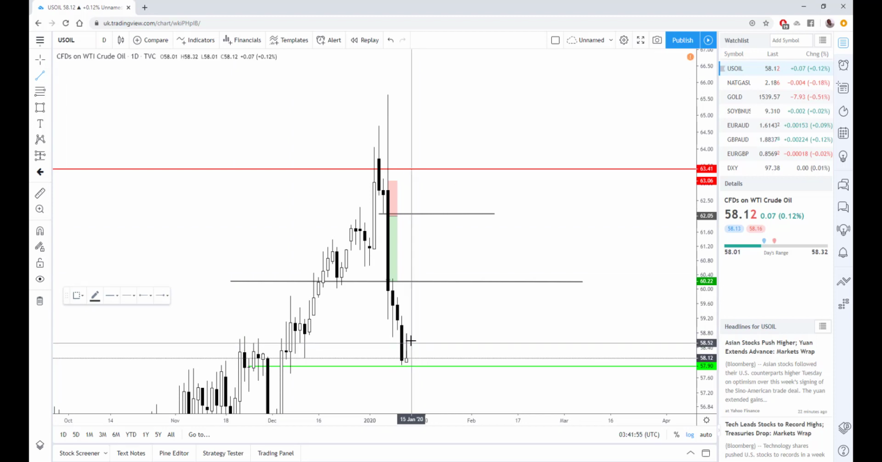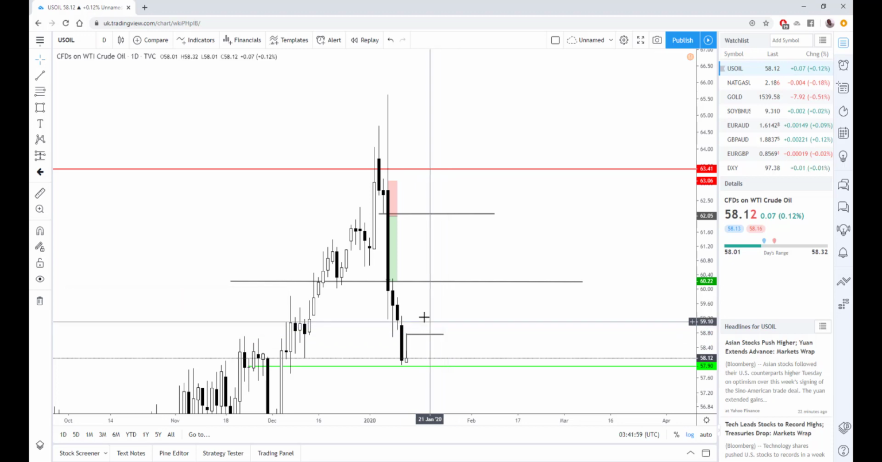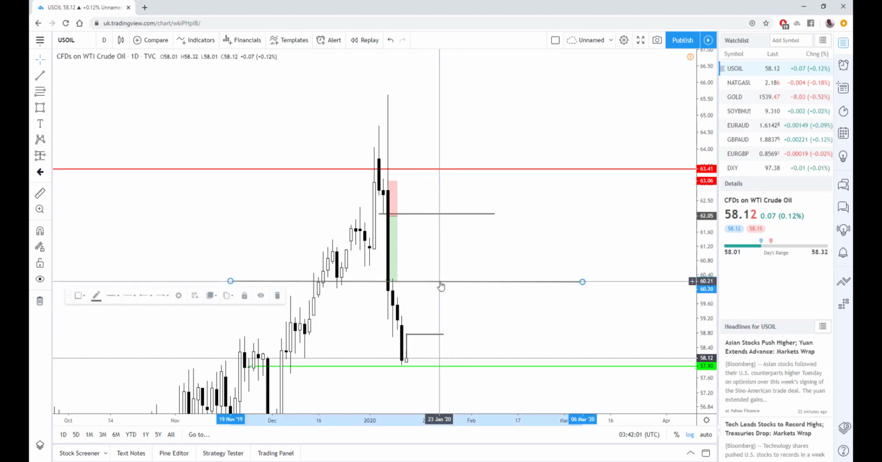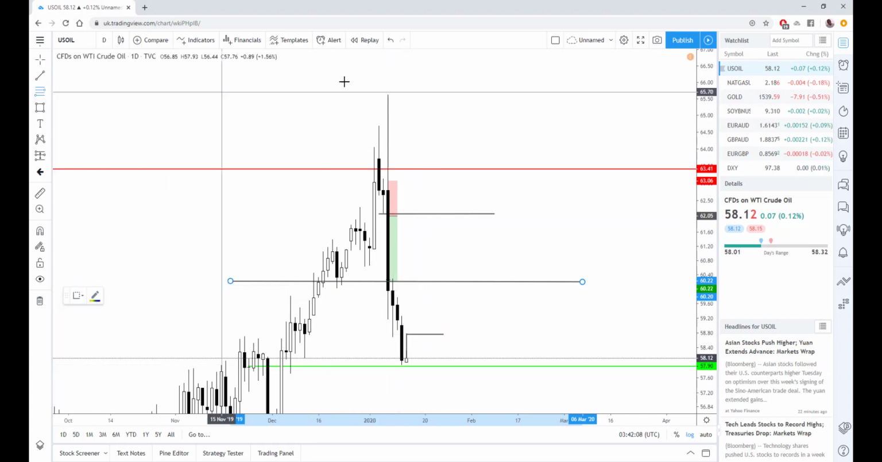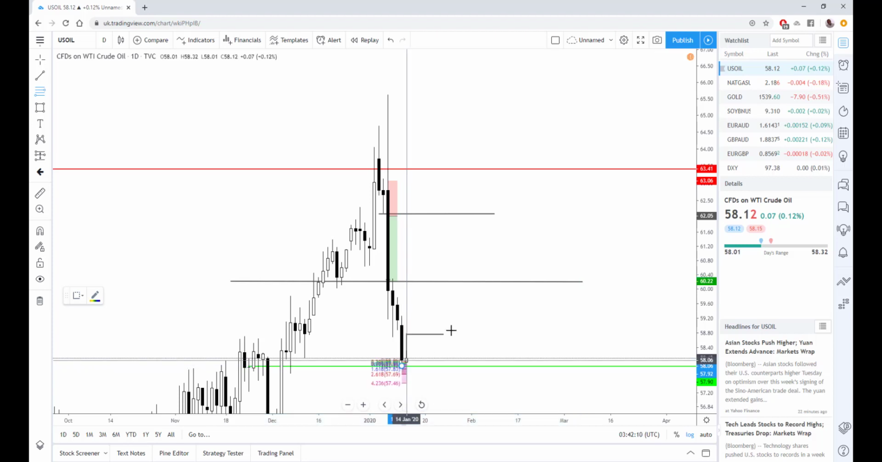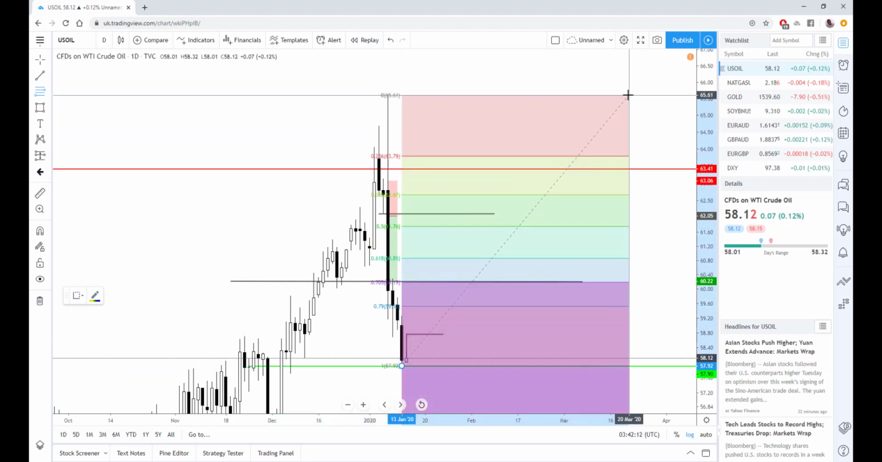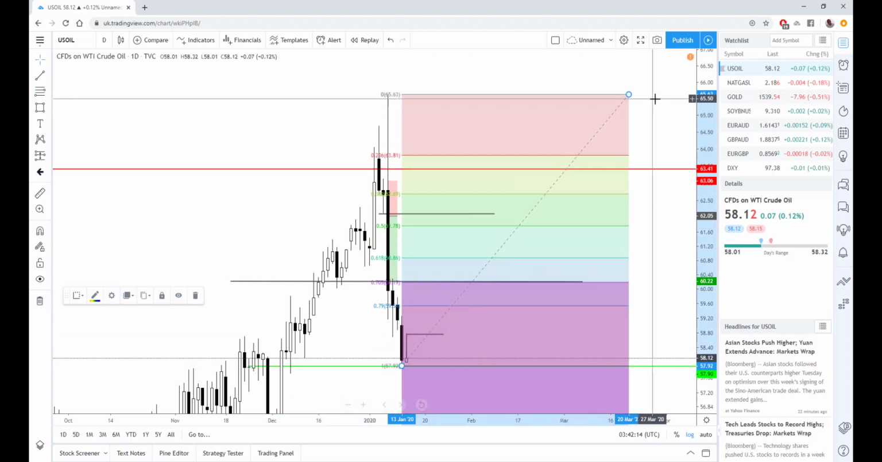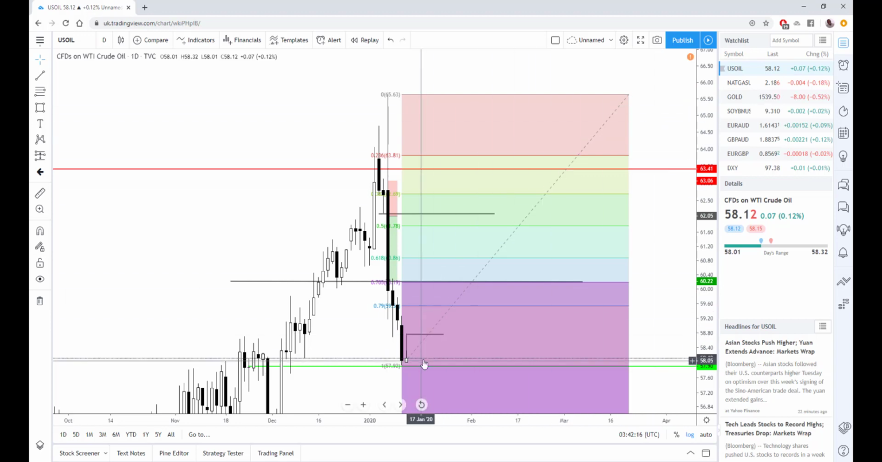On Wednesday's trading, you just want price to break above this high, and as soon as it does that, you place your Fibonacci from this high to that low, like that. Okay, and then your target is 50%.